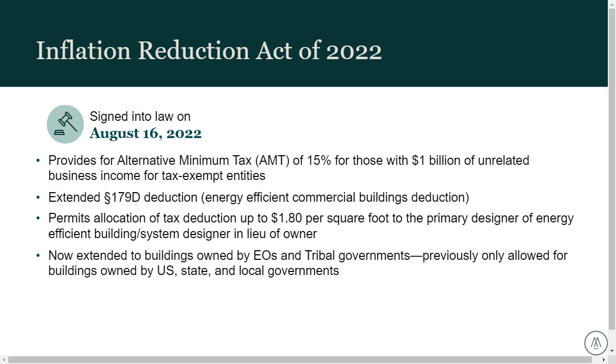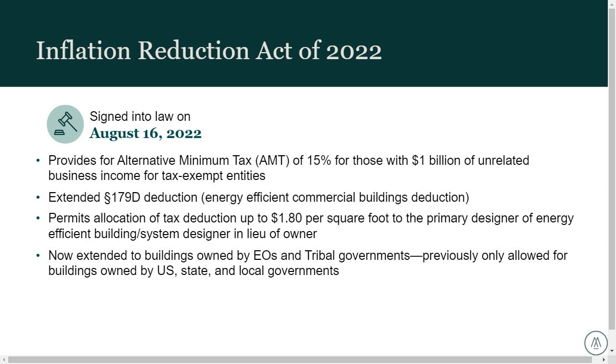Two other provisions in the Inflation Reduction Act to highlight. The first is an alternative minimum tax for large corporations. And that's at 15%, so a little bit reduced from the standard corporate rate of 21%. Large corporations had a little reprieve from AMT from the Tax Cuts and Jobs Act for tax years 2017 and forward, but now we're back to having AMT for tax years starting in 2023.